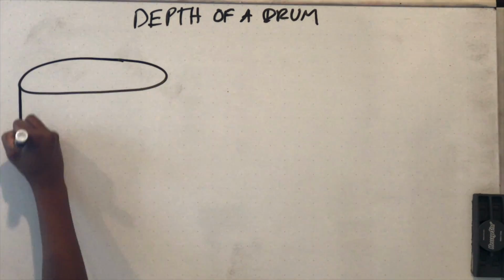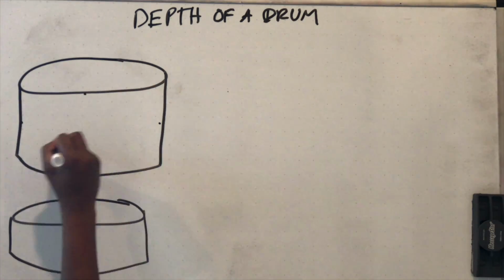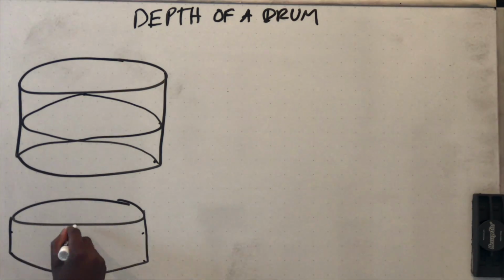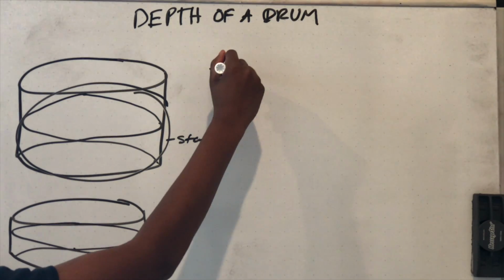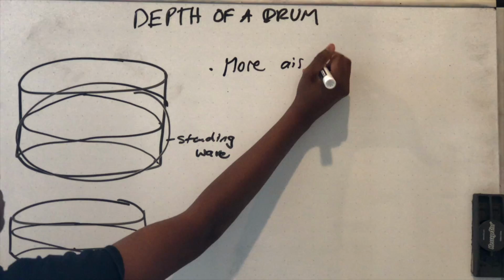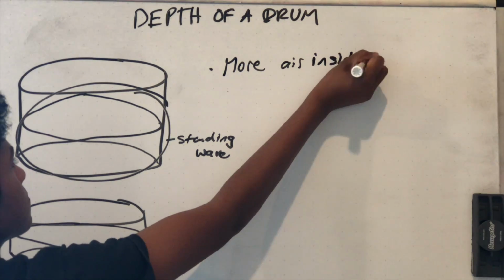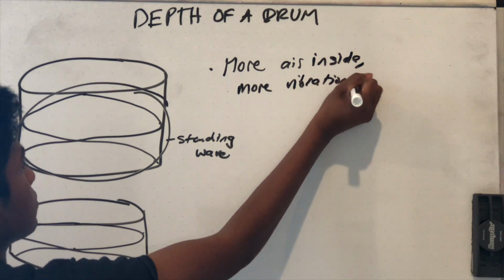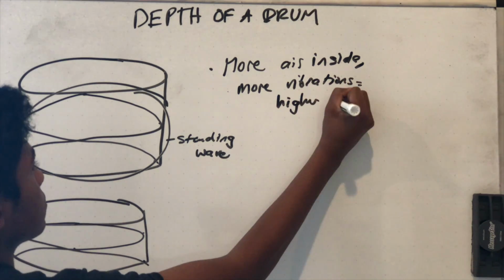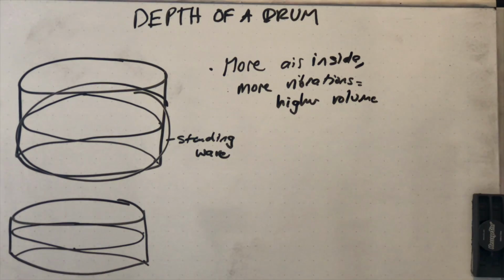Depth is one of the factors that can change the sound of a drum. In a larger drum, there is more air present. The more air that vibrates in a drum, the more vibrations and thus higher volume will be created. The fundamental frequency of a drum is also decreased when the depth is increased. The fundamental frequency of a drum is the lowest pitch that a drum can produce.